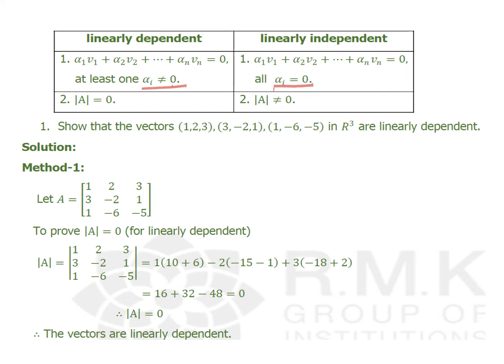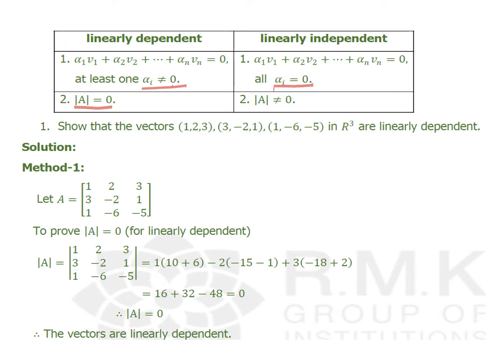The other way, in case we are able to form a determinant of the vectors, then determinant A not equal to 0 means linearly independent, and determinant A equal to 0 means linearly dependent. Either of these we can use.